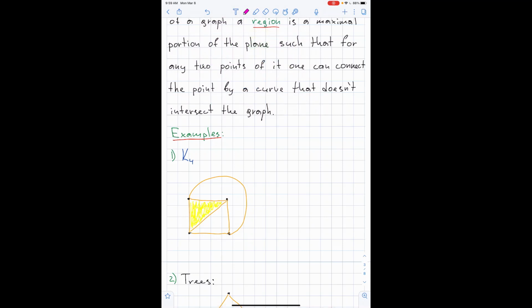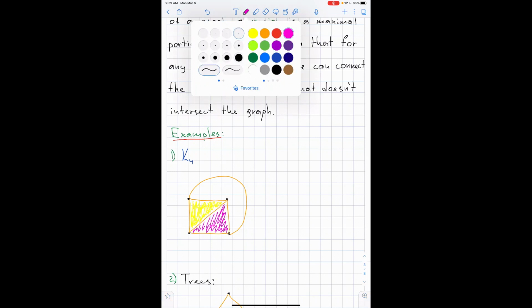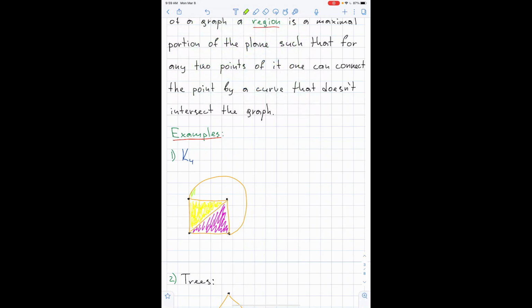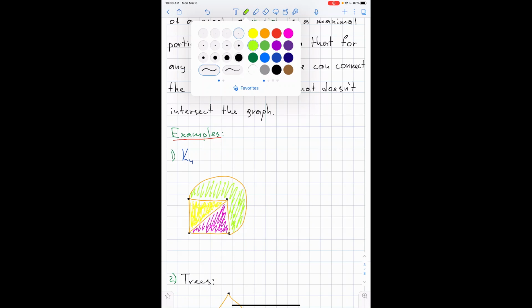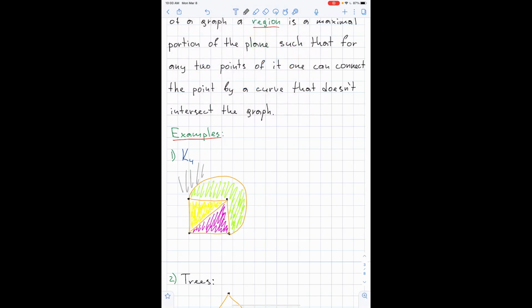graph. Then the other triangle is also a region. Then we have this curved triangle. Say, so this one. That's another region. And finally, we have this outside region called exterior region sometimes. So this is my exterior region here.